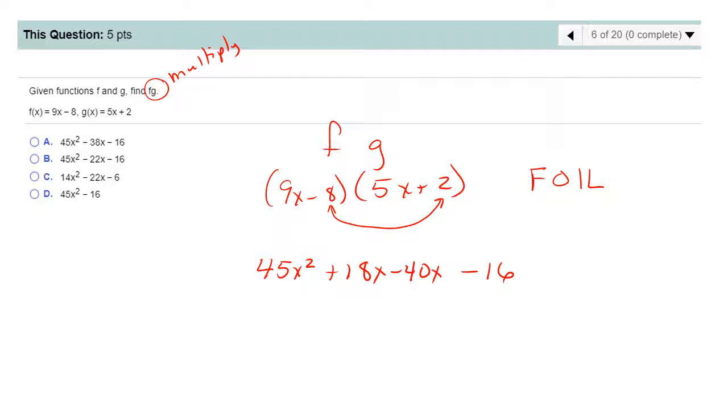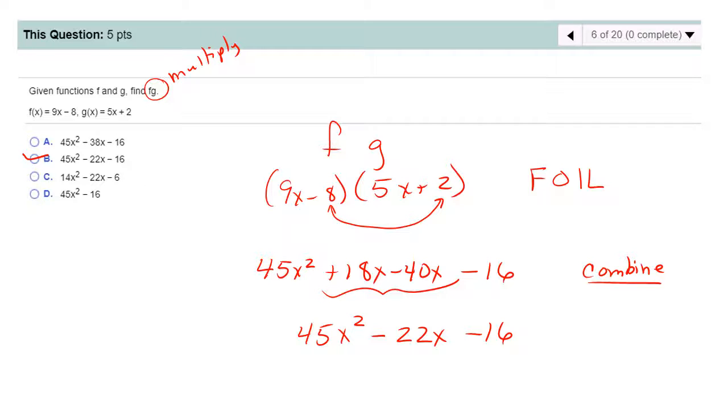After you multiply using the FOIL method, be sure to combine your like terms, which normally are in the middle. So my answer is 45x squared minus 22x minus 16, which would be answer choice B.